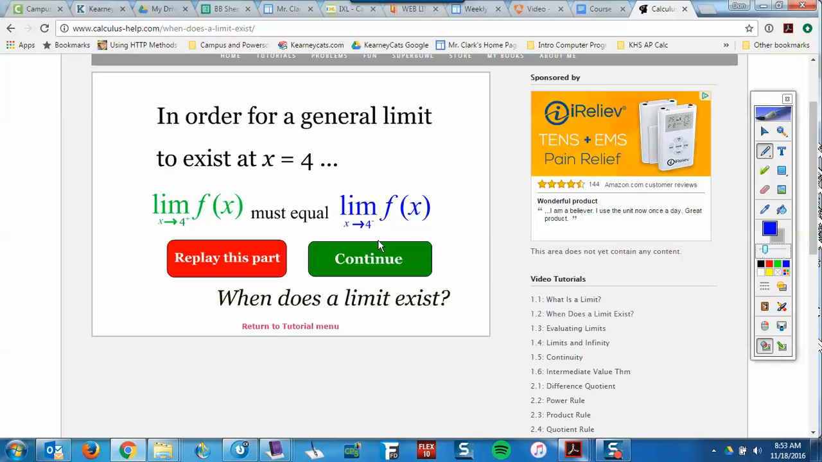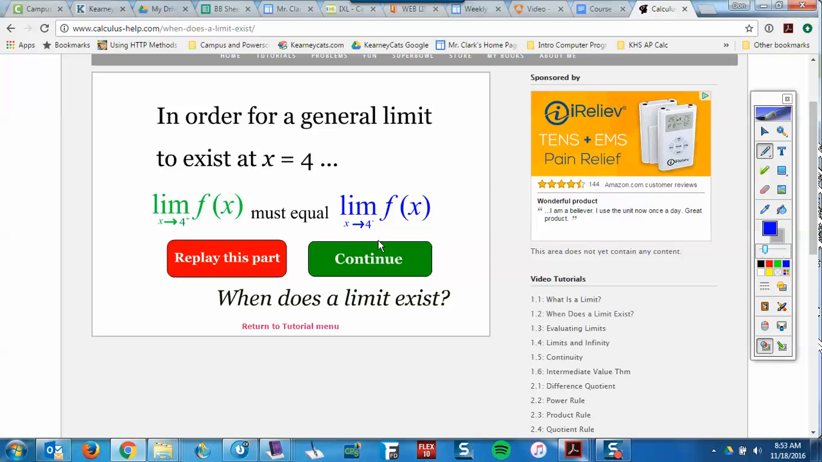You got 2 from the left, 2 from the right. If those are the same, then that's the limit at 2. If they're not the same, then the limit does not exist. Okay? So from the left and the right have to be the same. In other words, the cars have to meet. You'll hear me say that a lot. If the limit exists, then it's the place where the cars meet. Where the cars meet is where the limit is. So if they don't meet, the limit doesn't exist.